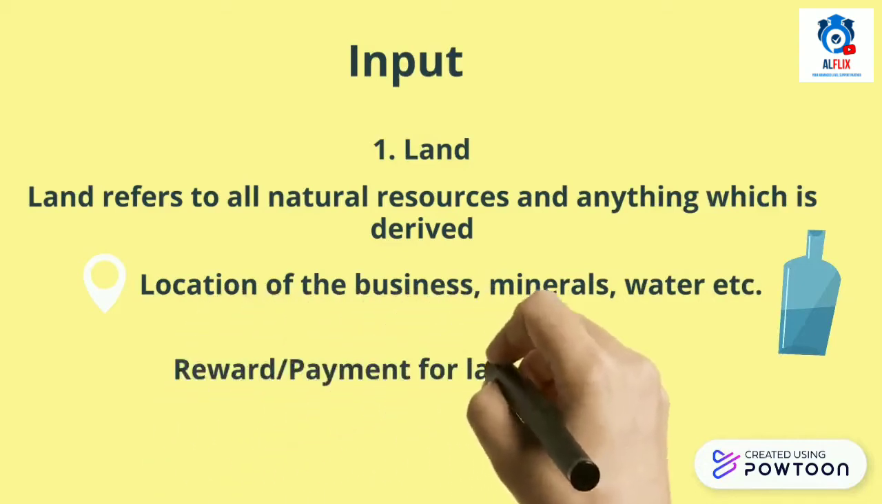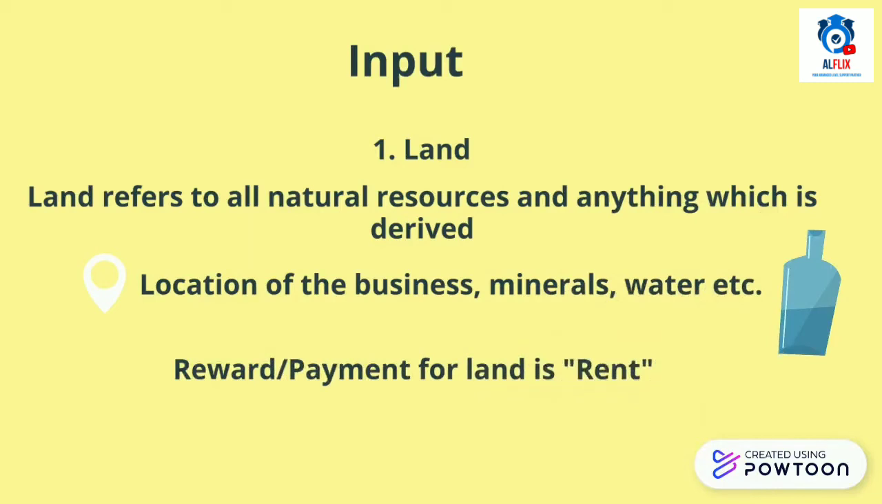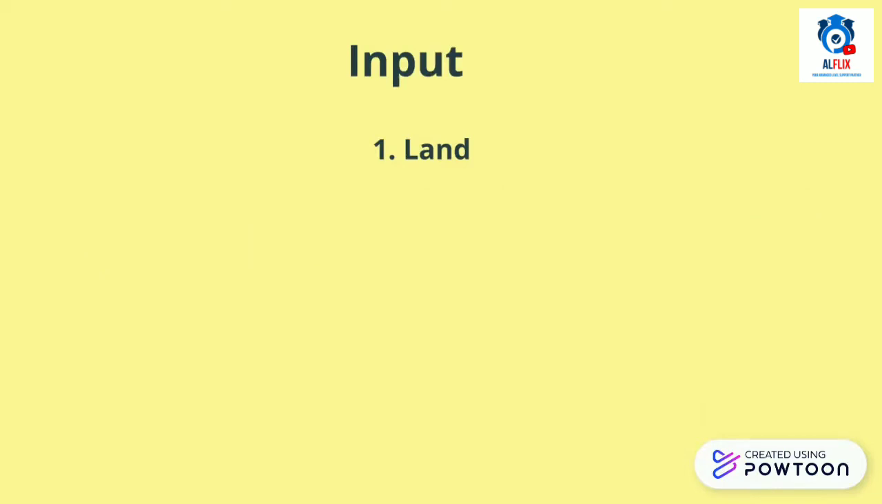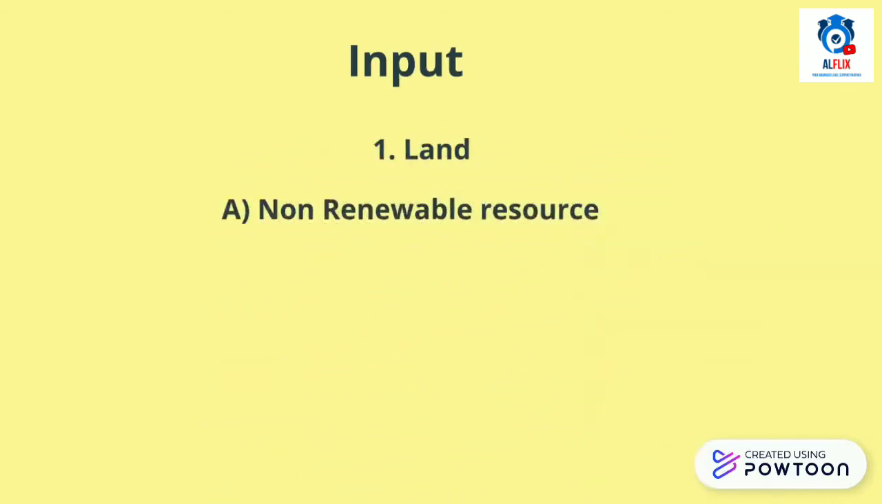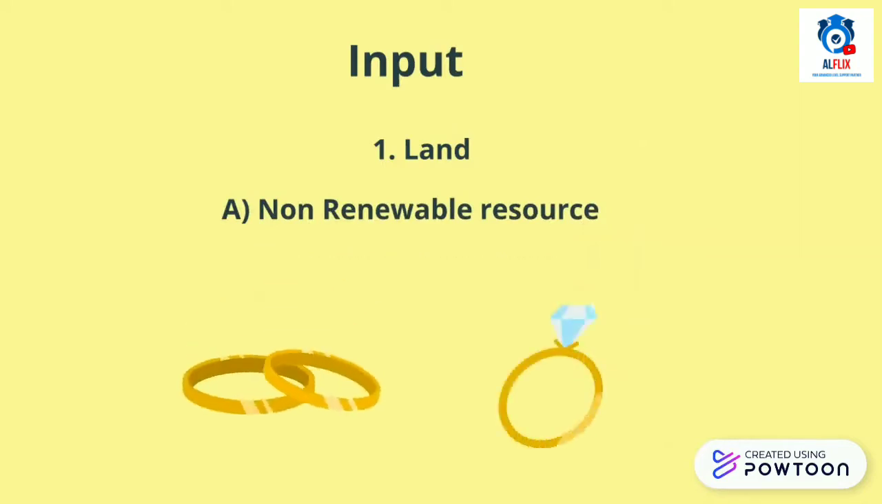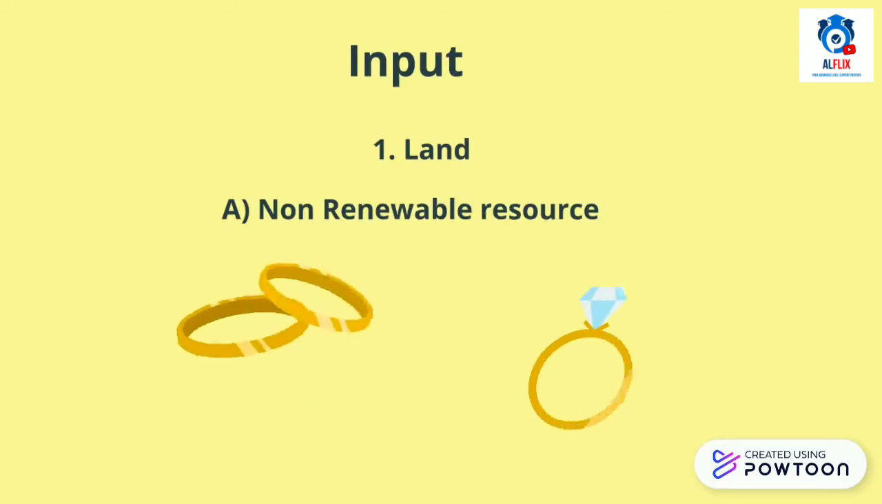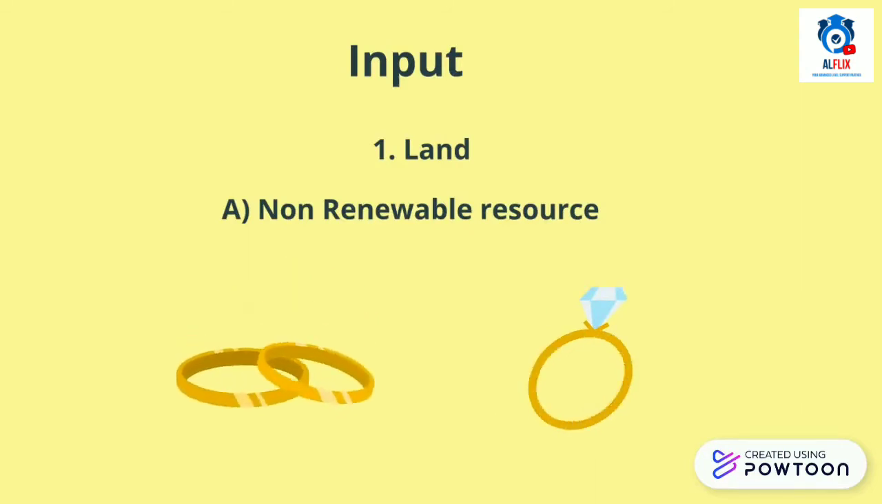The reward or the payment for the utilization of land is rent. All natural resources can be divided into two parts. Either they fall under non-renewable resources or renewable resources. Non-renewable resources like gold, diamonds, oil, coal are available in limited supplies. This is because it usually takes a longer time for them to replenish. So replenish means to fill it up again.